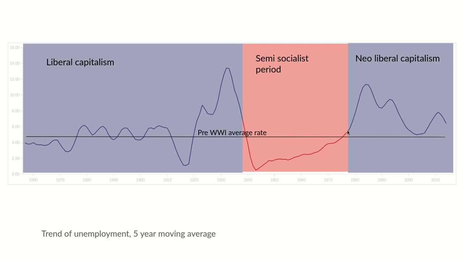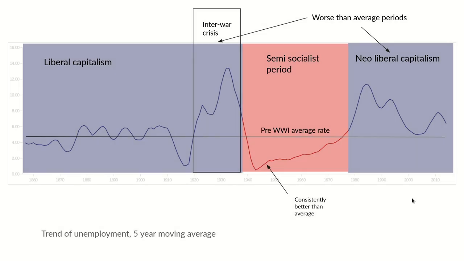Whereas during the neoliberal period, it was consistently above. The interwar crisis period and the neoliberal period were worse than average, whereas the semi-planned economy was better than average. Some things only become apparent when you look at them over a long historical timescale.